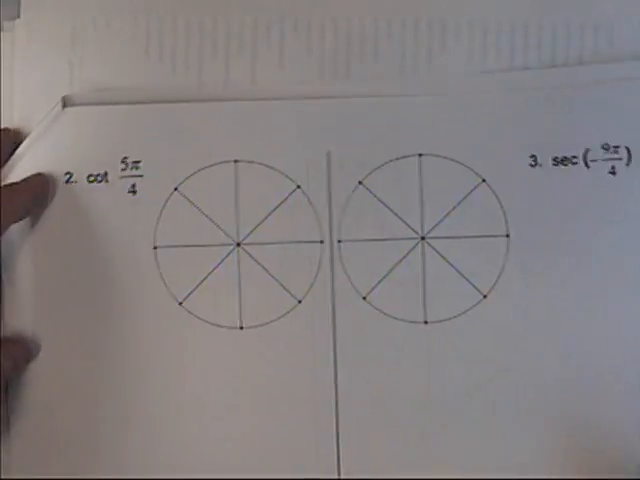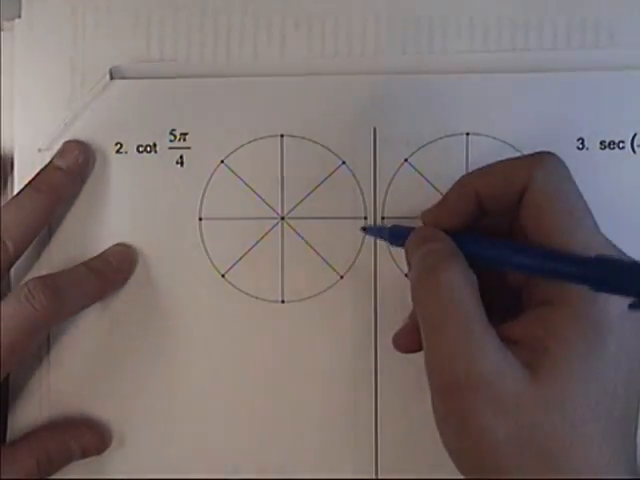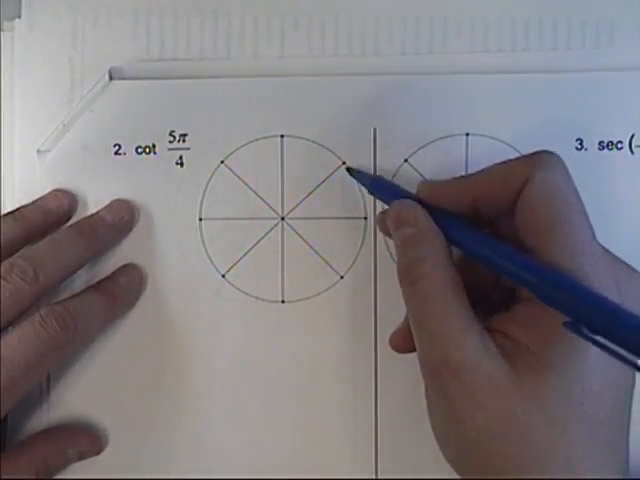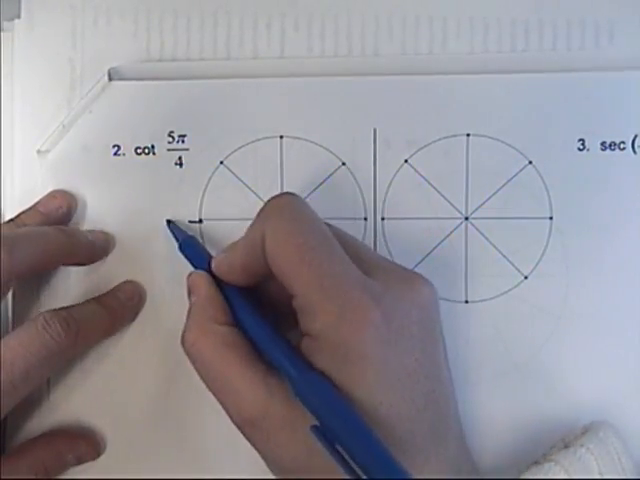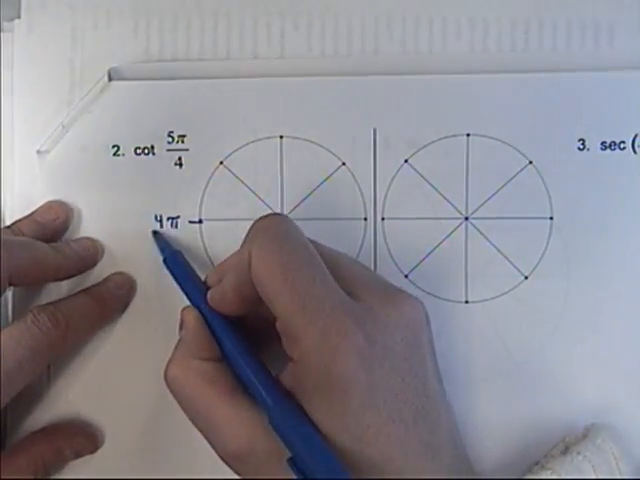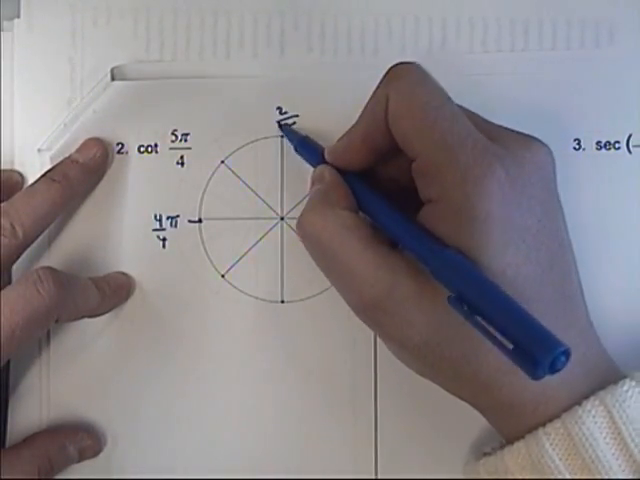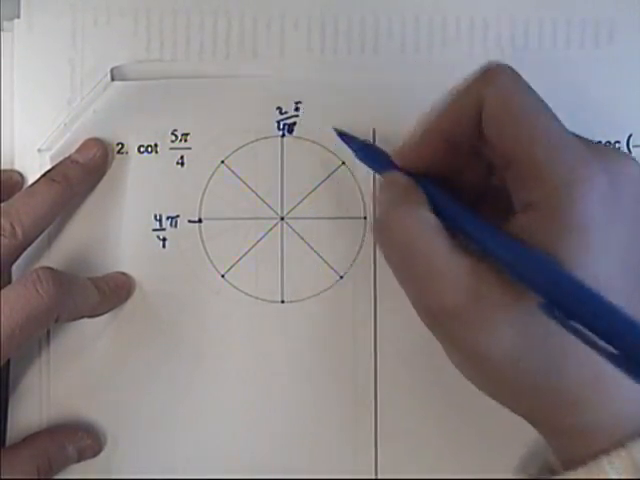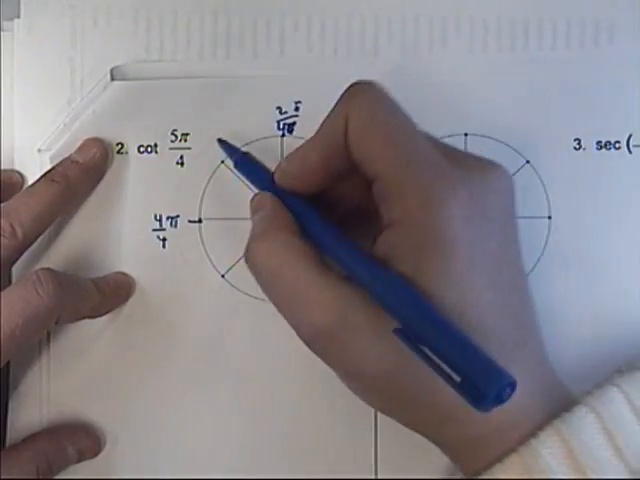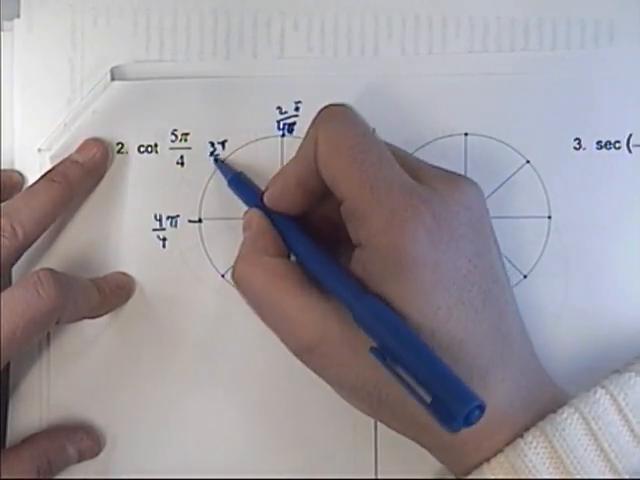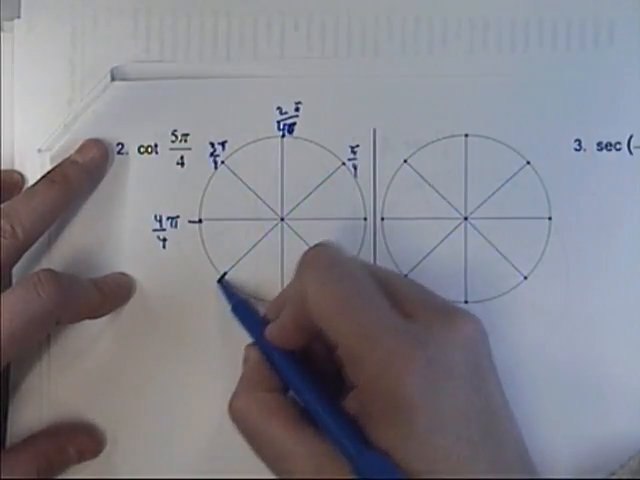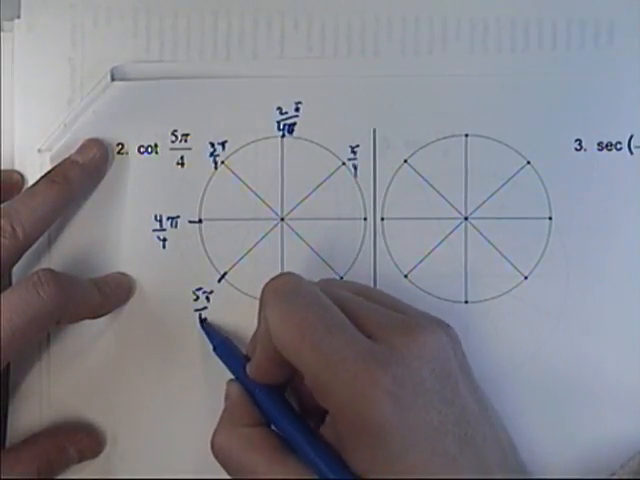Now, how do you find the cotangent of 5 pi over 4? Well, first you have to find 5 pi over 4. 1, 2, 3, 4. This would be pi. Instead of naming it 1 pi, we can call it 4/4 pi, which means this is 2/4 pi. So 1/4 pi, 2/4 pi, 3/4 pi, 4/4 pi, which means that 5/4 pi is right here.